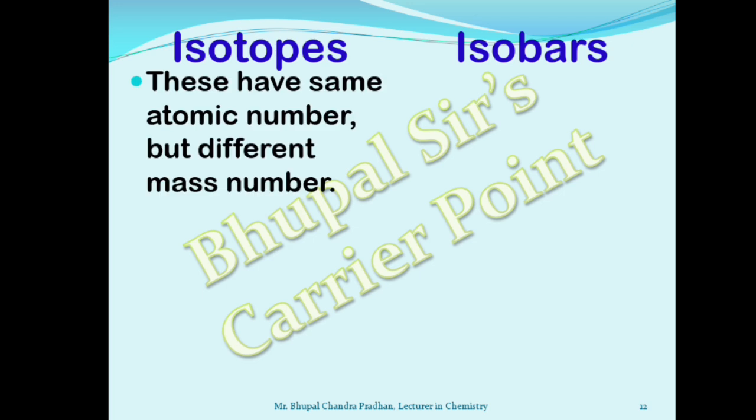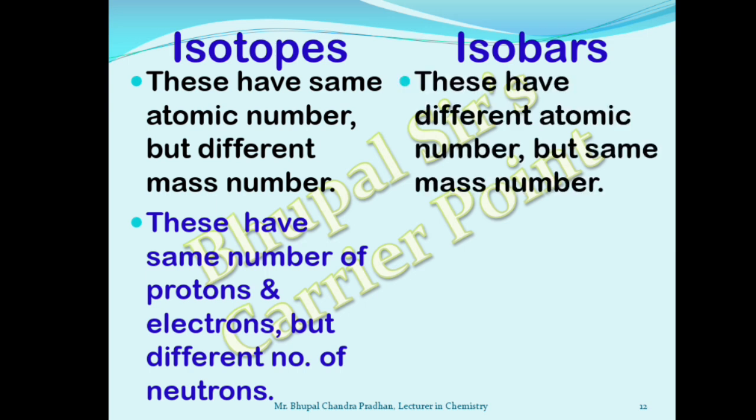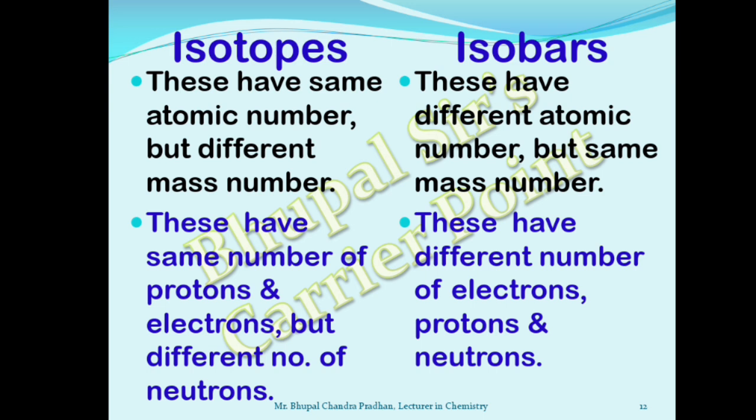What are isotopes? These have the same atomic number but different mass number. But in case of isobars, these have different atomic numbers but the same mass number. In case of isotopes, these have the same number of protons and electrons but different number of neutrons. But in case of isobars, these have different numbers of electrons as well as protons and neutrons.